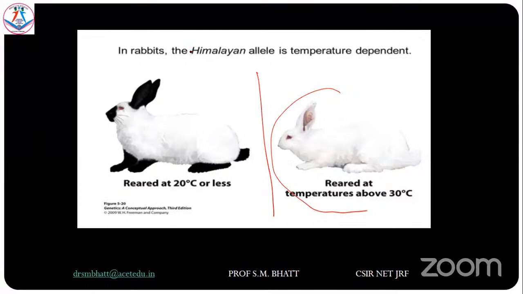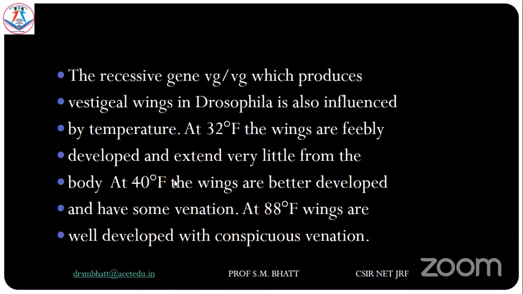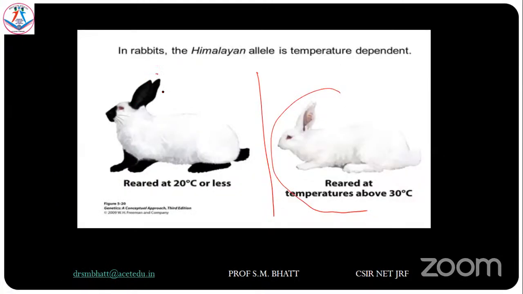Right. So at 20 degrees centigrade, what is happening? They are expressing blackness over the ears, mouth, and legs. But if you raise the temperature to 30 degrees centigrade, you can see everything white. Why is it happening? Because of the effect on allele expression, which is temperature dependent.